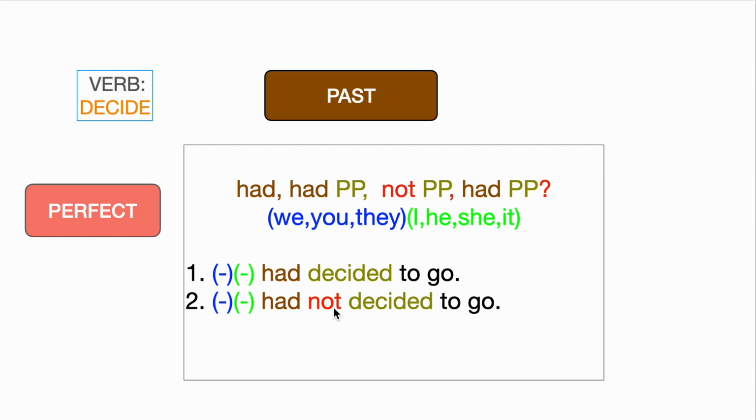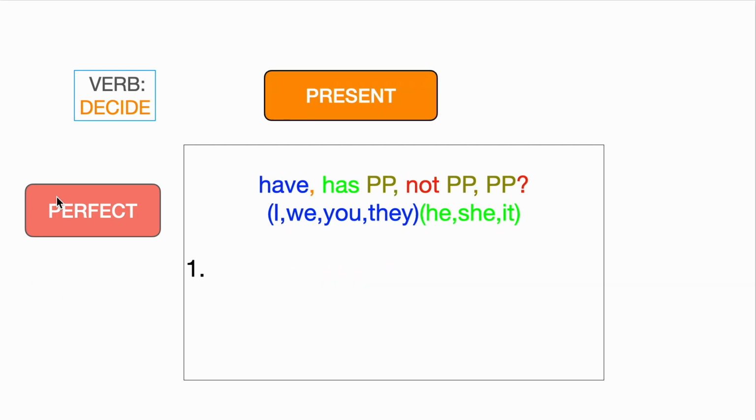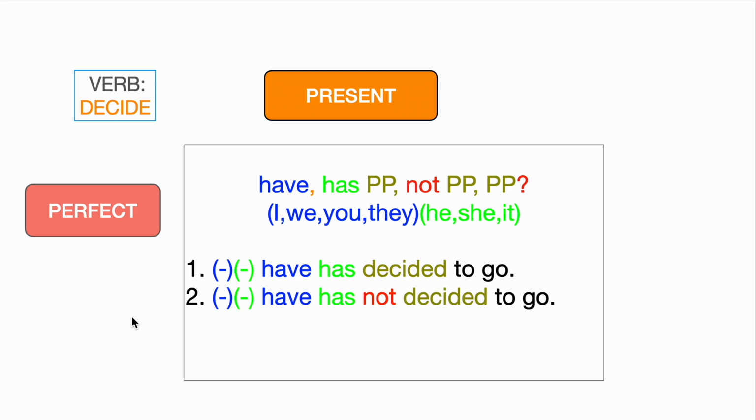Not, had not decided. It's the same. They had not, he had not, I had not decided to go. Question, had comes first. Had we decided to go? Had he decided to go? And with decided, past participle, have and has is for the present. I have decided to go, but he has decided to go.